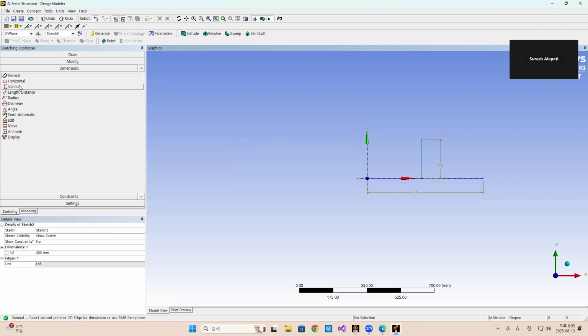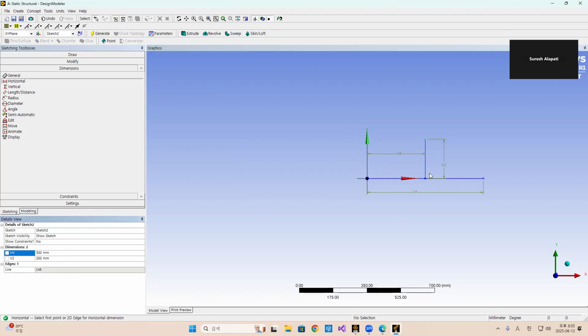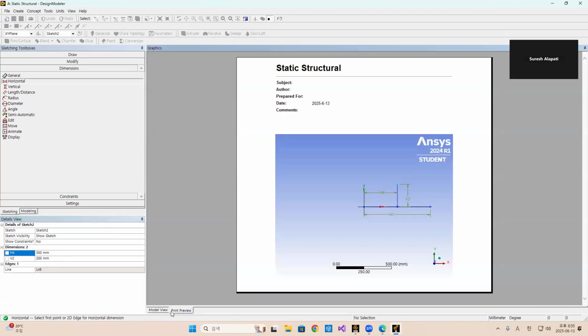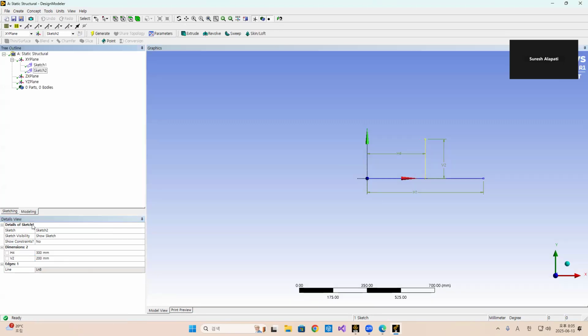And we need the horizontal distance between this point and this point. That one is exactly half, 300. So this one is my sketch 2. This one is sketch 1 and this one is sketch 2.